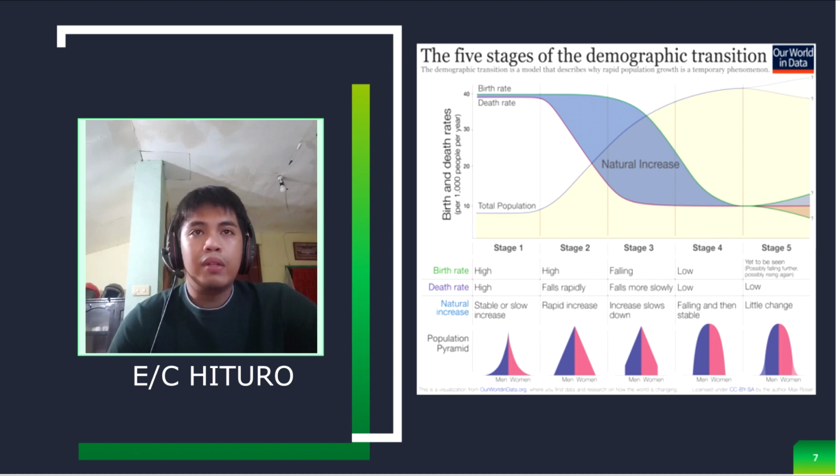So here is an example of a model of the stages of demographic transition. As you can see, in the first stage, birth rate is high and death rate is high, so the population is stable or slow in increase. In the second stage, the birth rate is high but the death rate falls rapidly, so there is an increase in population. In the third stage, birth rate is falling and death rate is falling slowly, so the population increase slows down. In stage 4, the birth rate remains low and death rate is also low, so the population starts to fall and then stabilize. And in stage 5, yet to be seen, the population is possibly falling further or possibly rising again.